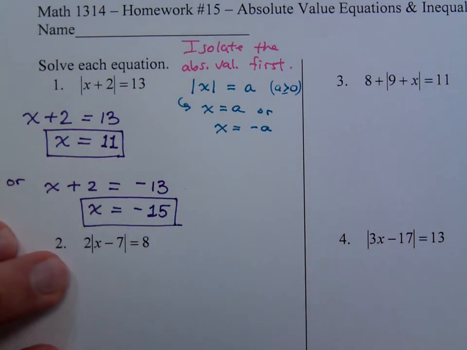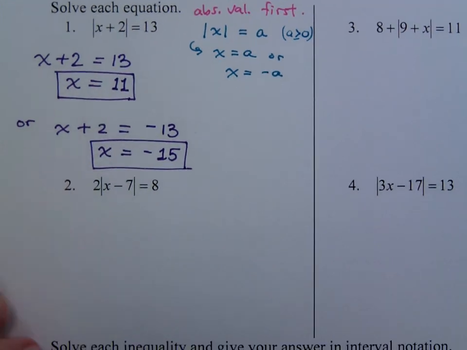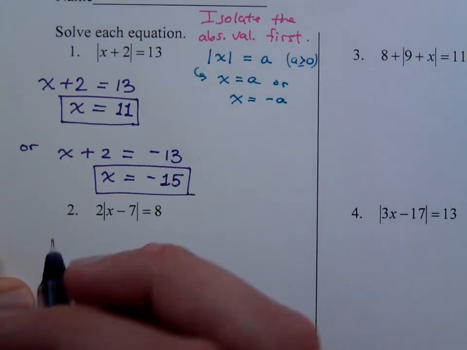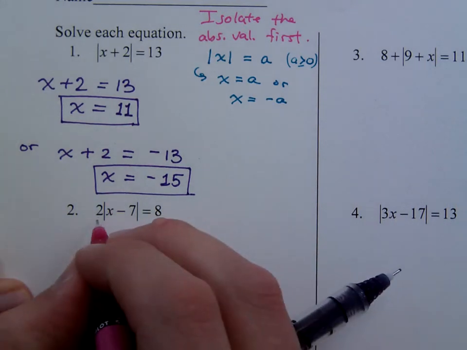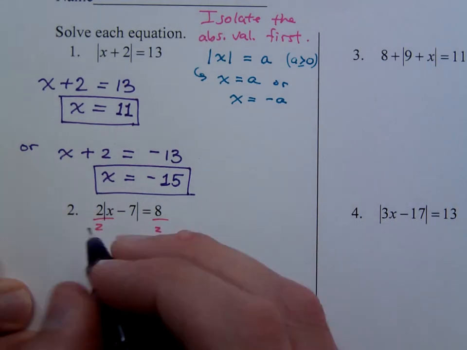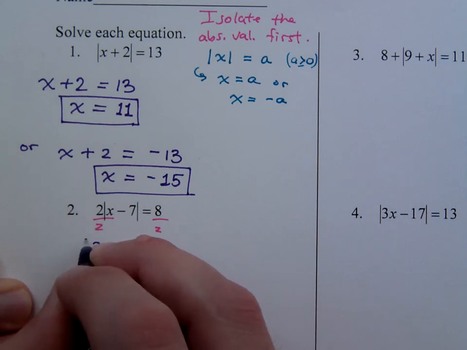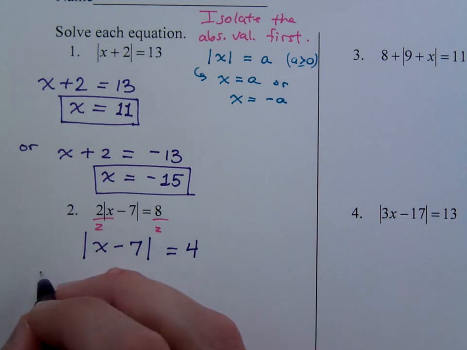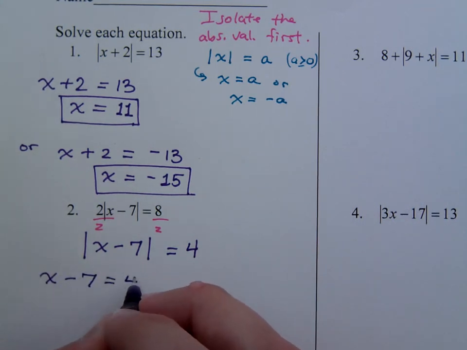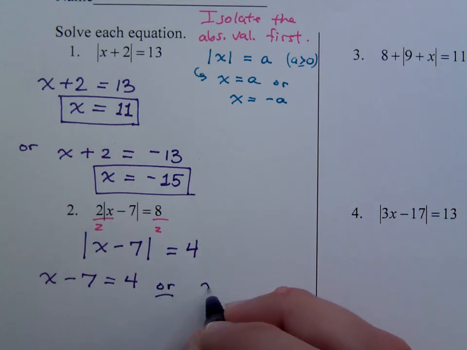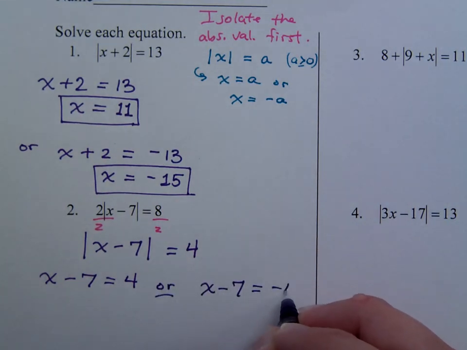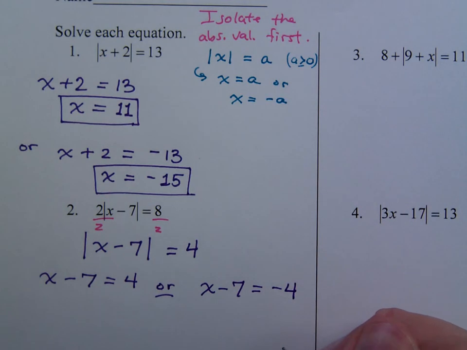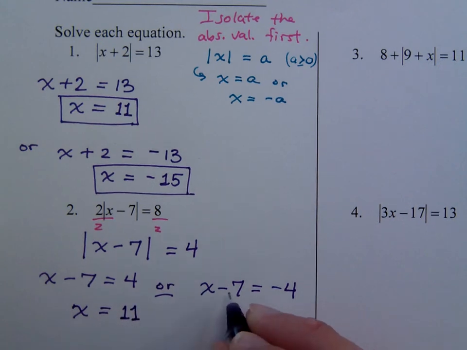Now look at number 2. I said you need to get the absolute value by itself first, so if we divide both sides by 2, we have the absolute value of x minus 7 is equal to 4. So that means that either x minus 7 is equal to 4, or the inside stuff, x minus 7, must equal the opposite, which is negative 4. These are two small linear equations to solve. Move the 7 over and you get 11. Move the 7 over here and you would get a positive 3.